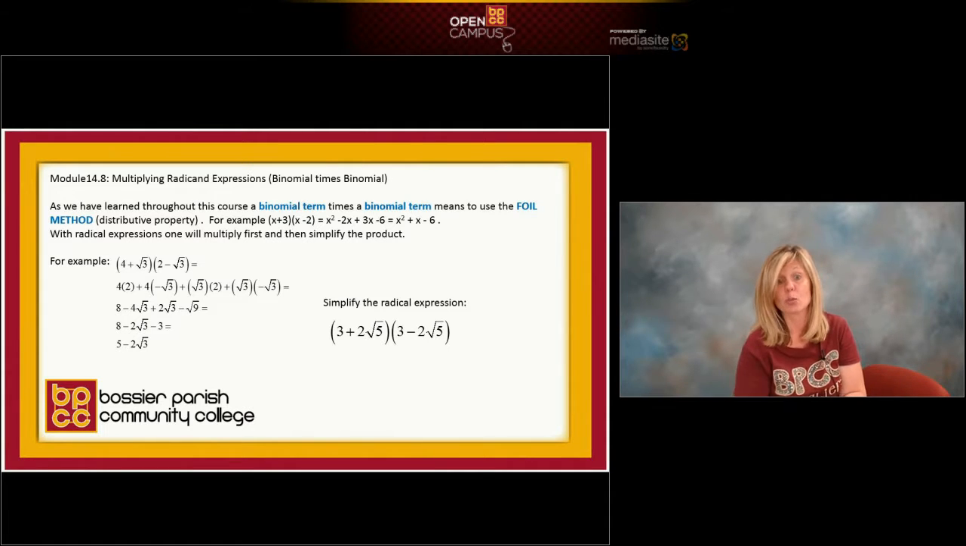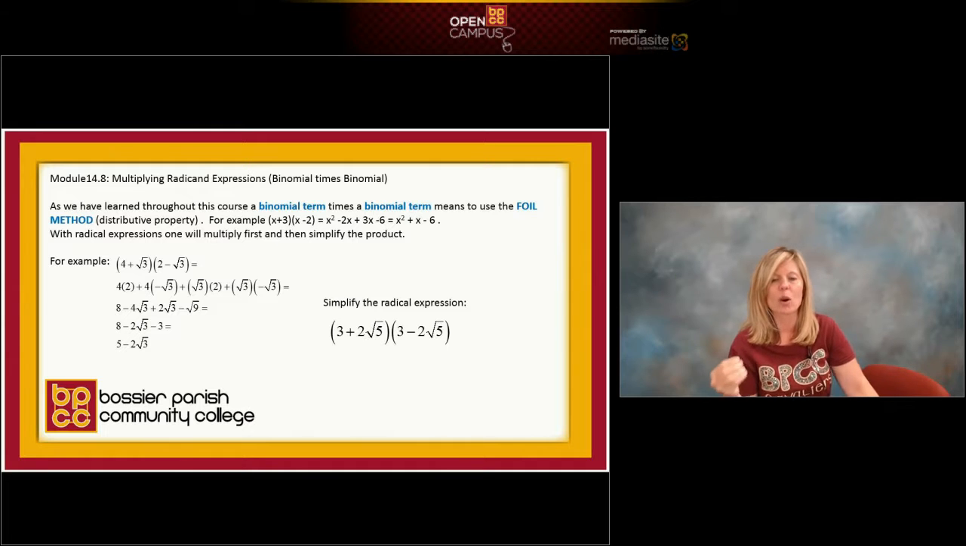You have 4 terms: 8 minus 4 square roots of 3 plus 2 square roots of 3 minus square root of 9. The two terms in the middle are alike. They're both square roots of 3. So we're going to put those together by subtracting. So we have an 8. Negative 4 square roots of 3 plus 2 square roots of 3 is a negative 2 square roots of 3. So those terms in the middle are alike. We put them together. We get a negative 2 square roots of 3.